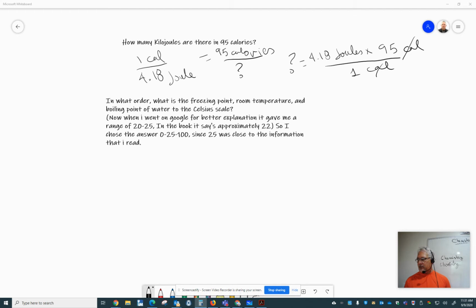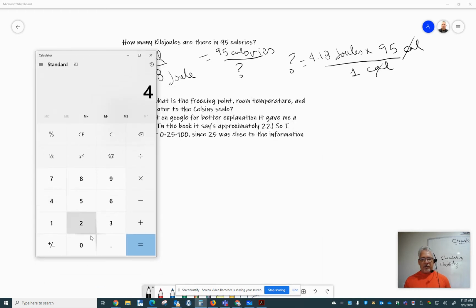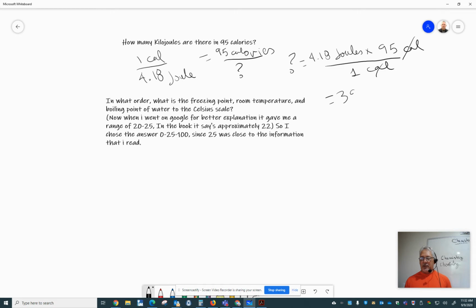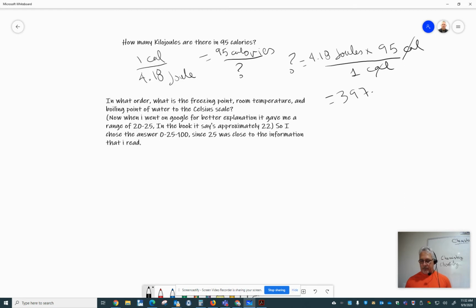Let me bring my calculator to the front. So that will be 4.18 times 95. The correct answer should be 397. Let me double check that I got the right answer. 397.1 joules. But the thing is, they ask you for kilojoules.